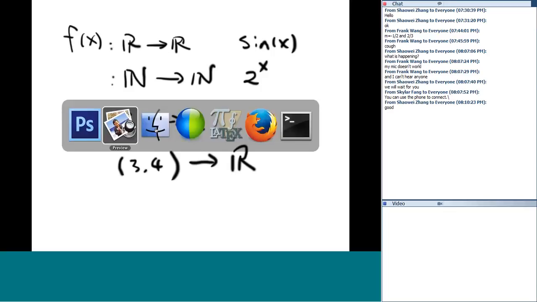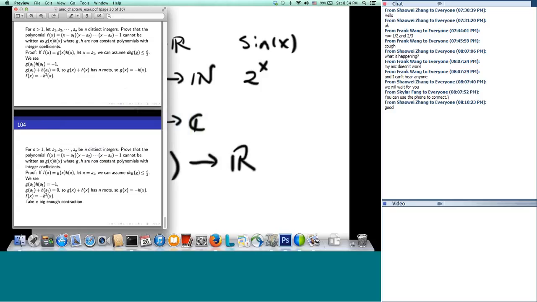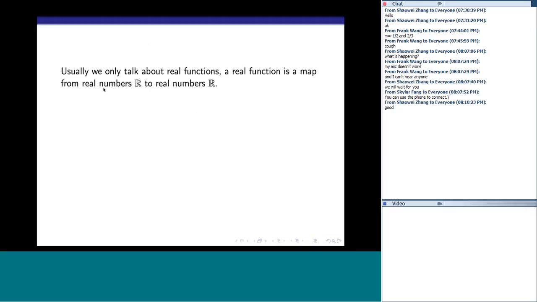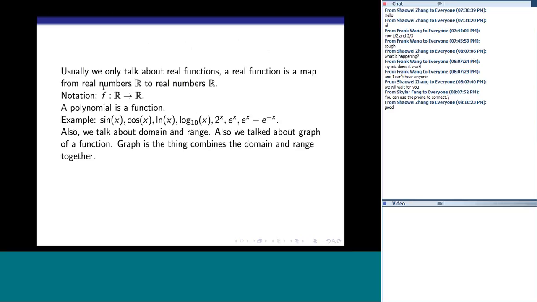Let's see, I have, what is that? Not that one. Okay, so that R means all real numbers. That's kind of simple. So this is the notation. We already learned polynomials as functions. Then we learned a bunch of functions like sine, cosine, log, then 2 to the x, e to the x, and e to the x minus e to the minus x, for example.